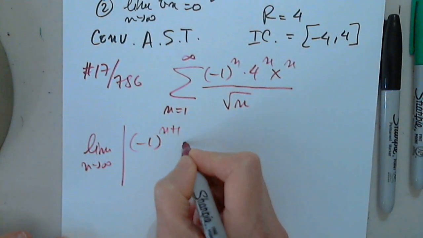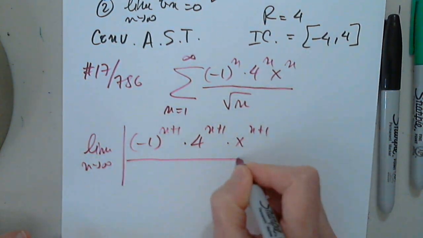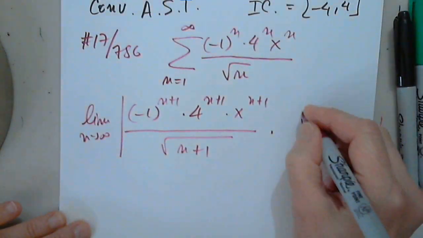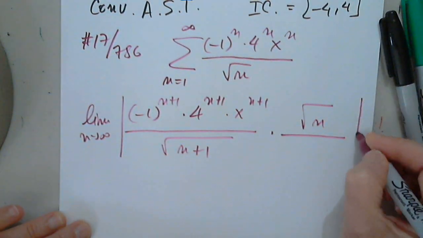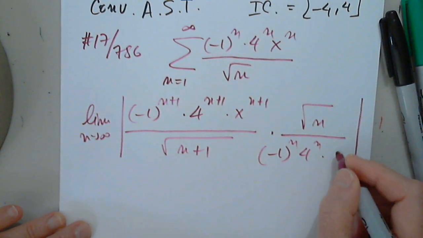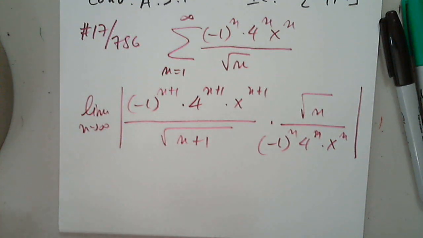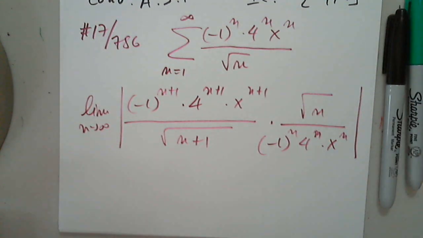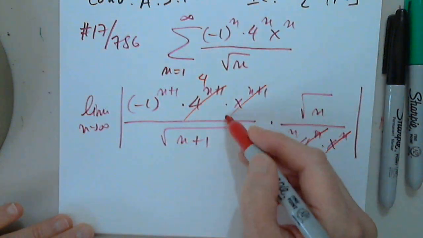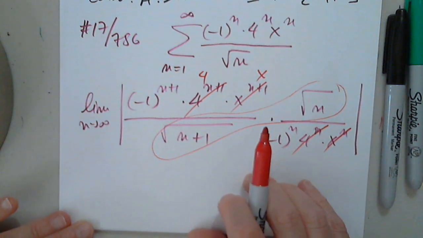-1 to the n plus 1, 4 to the n plus 1, x to the n plus first, all of them over the square root of n plus 1, and I flip: the square root of n over -1 to the nth, 4 to the nth, x to the nth. Okay, so after simplifications, let's see what we get. A 4 is left up here, an x is left up here. This limit will be 1, no problem there.